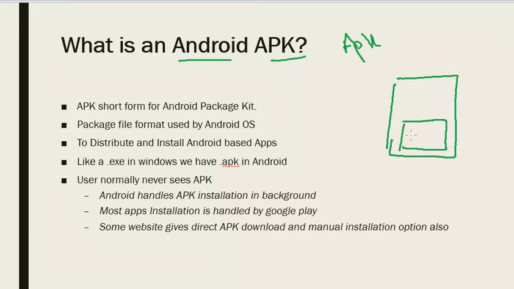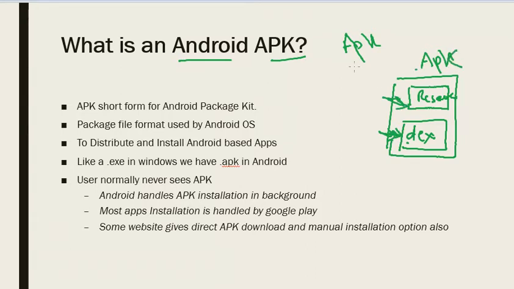which are all converted to .class, and then a .dex file is generated, and all of those resources, your images, your XML files, like the Android manifest file, etc., your resource files. So this combination of the compiled code and your resources is an APK file.